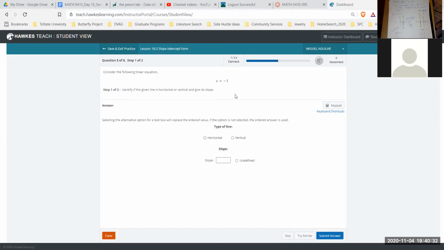Okay, so because this equation has x is equal to negative 1, I know that it doesn't have a y. So what you're going to need to do is identify that there is no y variable. And then that's going to lead you to the conclusion that this is a vertical line. And all vertical lines have a slope which is undefined. Boom, boom. And then you'll just submit the answer.